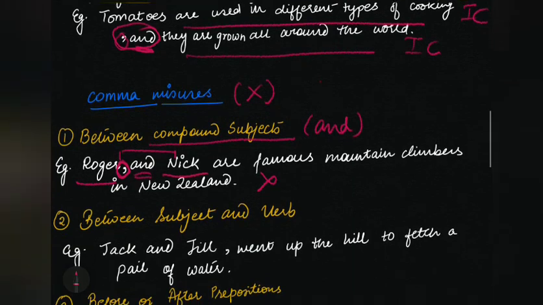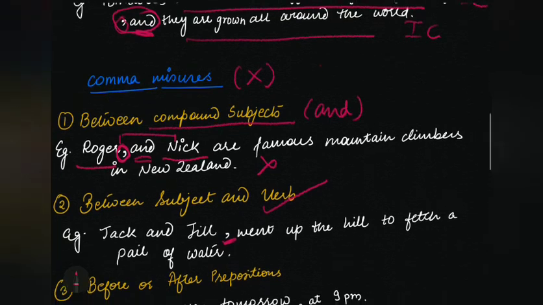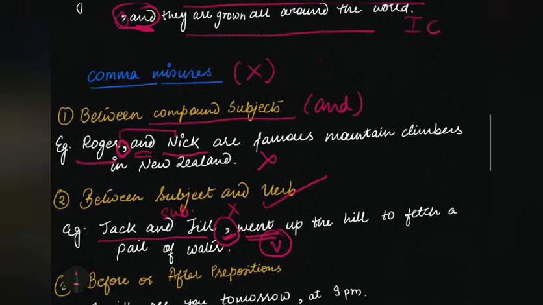Okay. Next thing, between subject and verb. This is very important, where I feel most students make the error. Jack and Jill, a comma, went up the hill to fetch a pail of water. So Jack and Jill are my subject. Went is the verb. This comma placed here is incorrect, because you should never put a comma between your subject and verb.